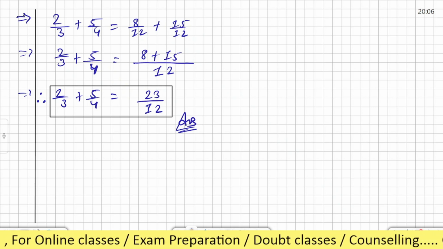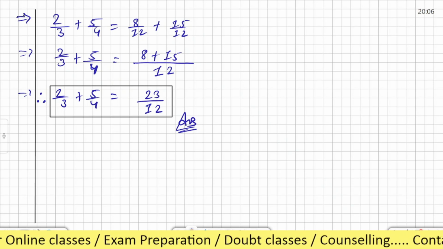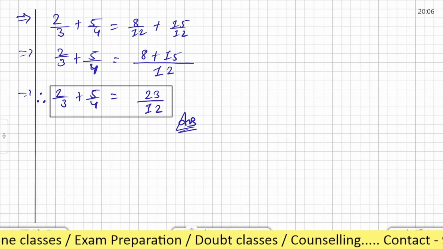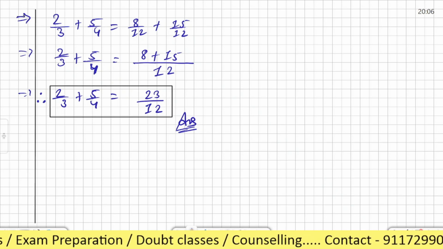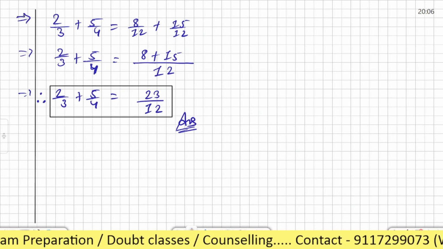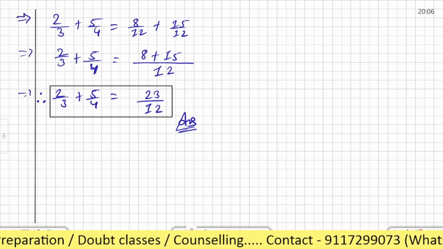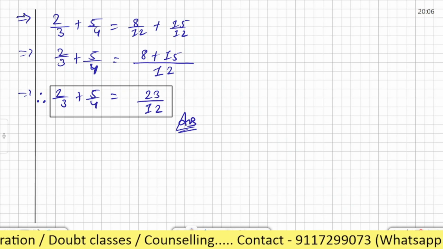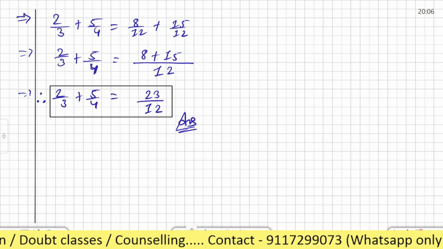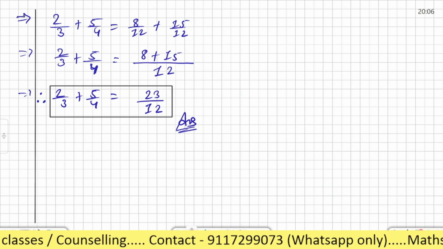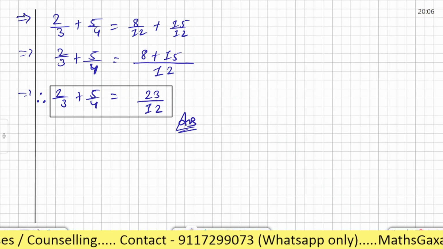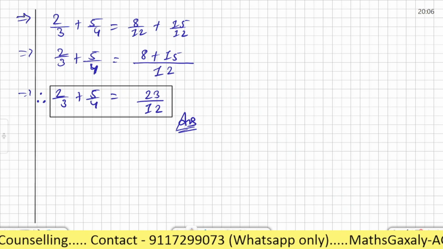So here, as you can see, in 2b there is a mixed fraction, right? 4 whole 4 by 5. So first you have to change it into an improper fraction. So you have to show it, you have to write it. Here, first we have to change the mixed fraction into an improper fraction. Then you have to write 4 whole 4 by 5 equal to, and then you have to write everything.